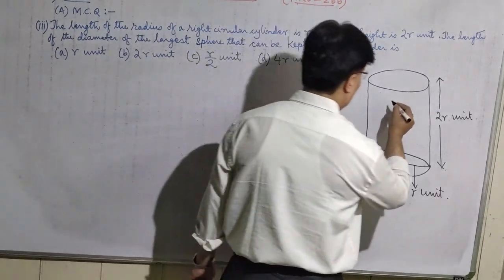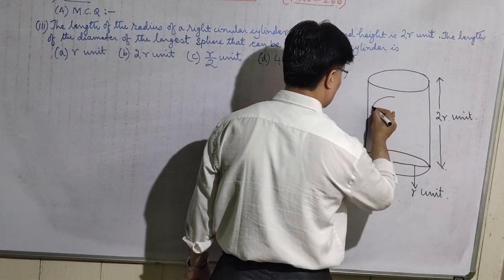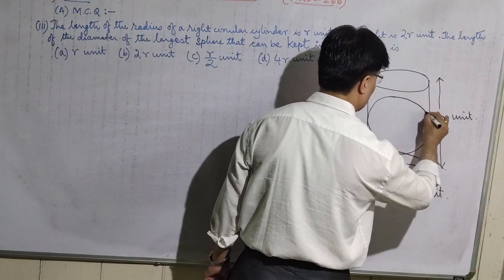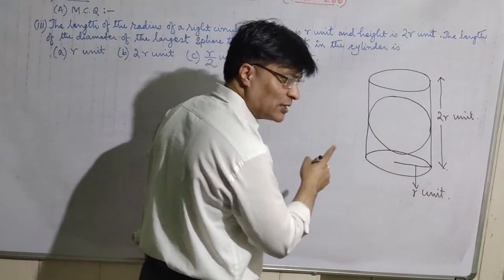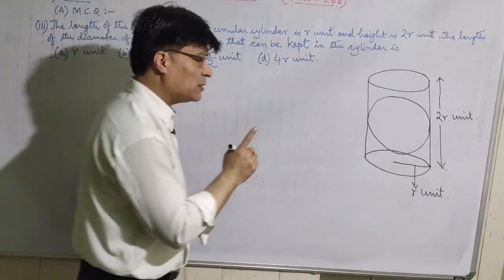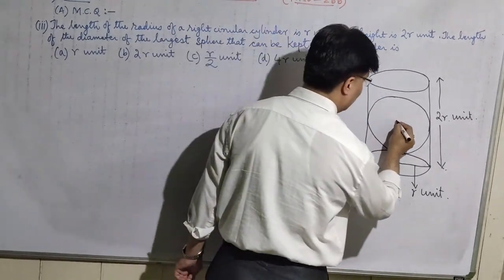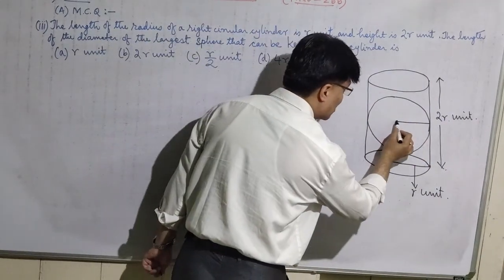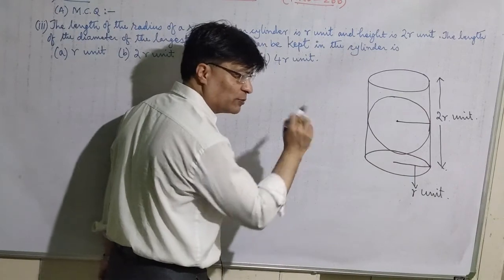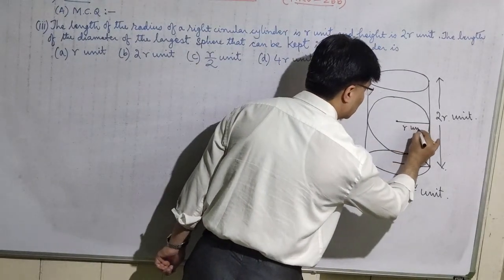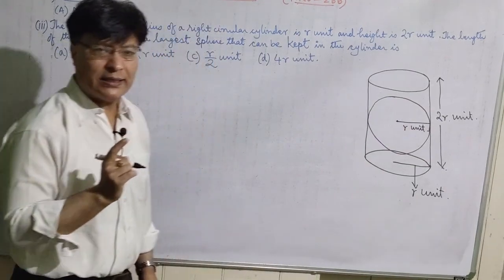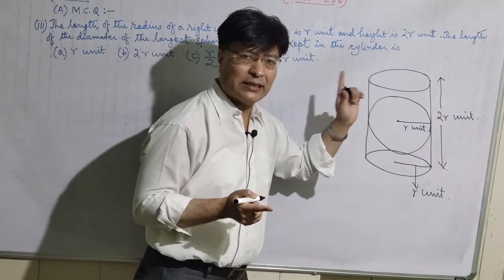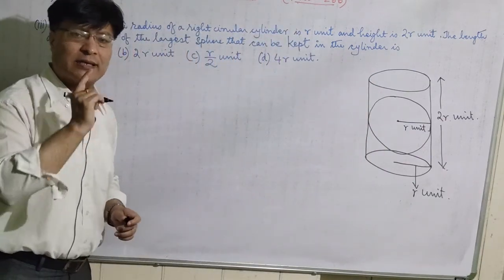Suppose this is the largest sphere that can be kept inside the cylinder. Now what will be the radius of this sphere? The radius of this sphere will be equal to the radius of the cylinder, isn't it? So this is also r unit. Only the sphere that is of r radius can be kept into this cylinder. That is the largest sphere.